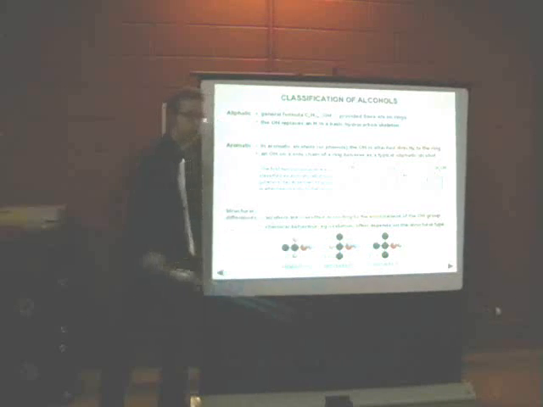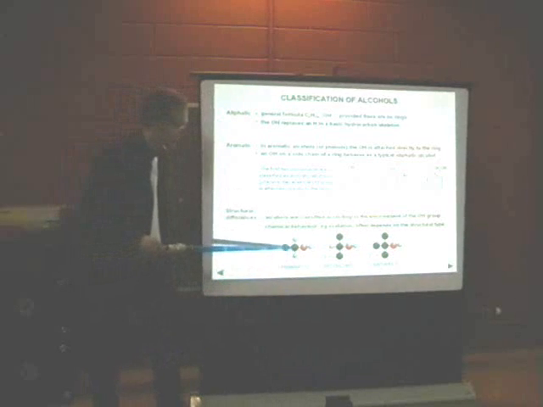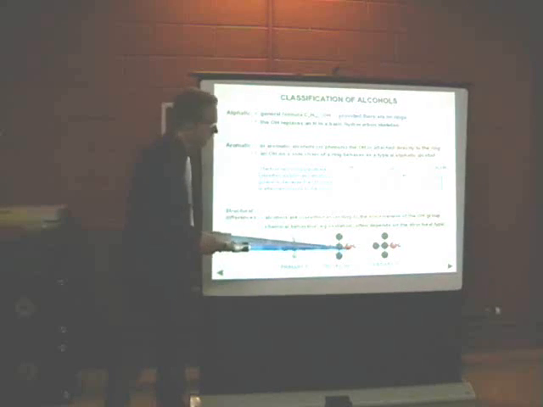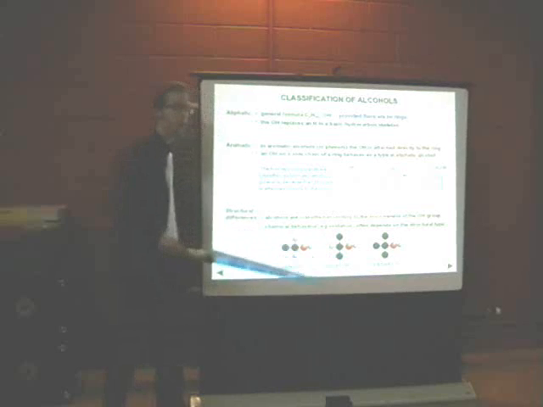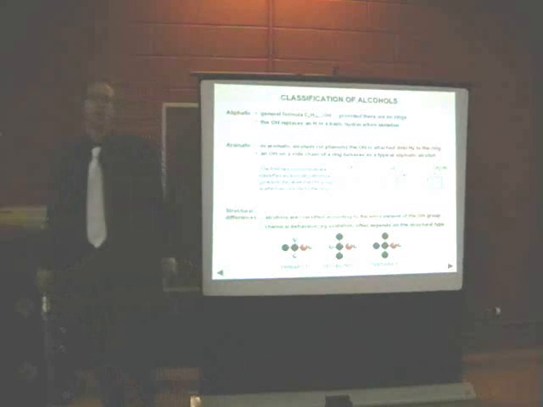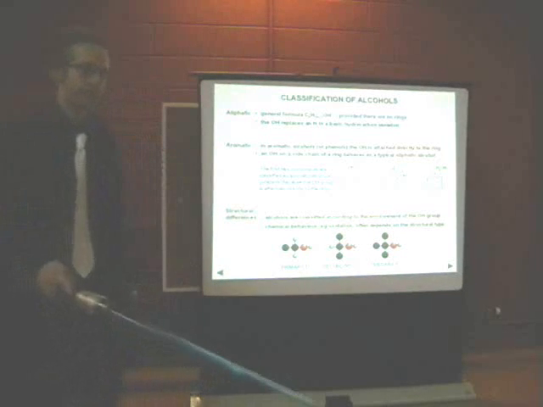primary, secondary and tertiary structures. A primary alcohol is where the alcohol is joined onto a carbon that's joined onto one other carbon. Happy with that? Secondary is where it's joined onto a carbon with 2 other carbons attached to it. And tertiary is where it's joined onto a carbon with 3 other carbons attached to it.